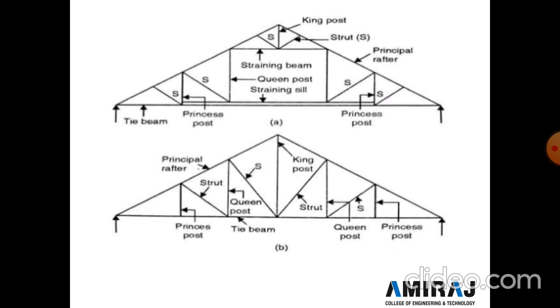In the middle part, see this figure number 1, a queen post is provided, and above the queen post a king post is provided. In figure number 2, a queen post is provided in between king posts.